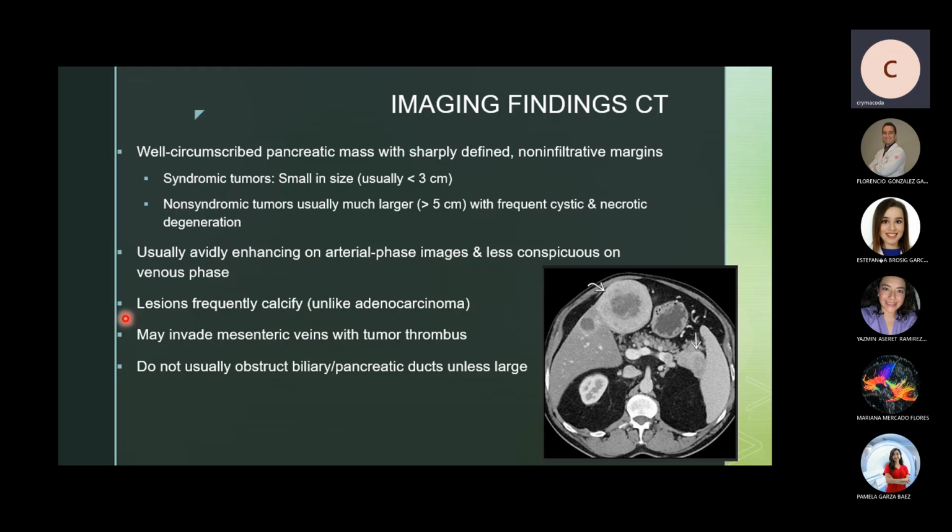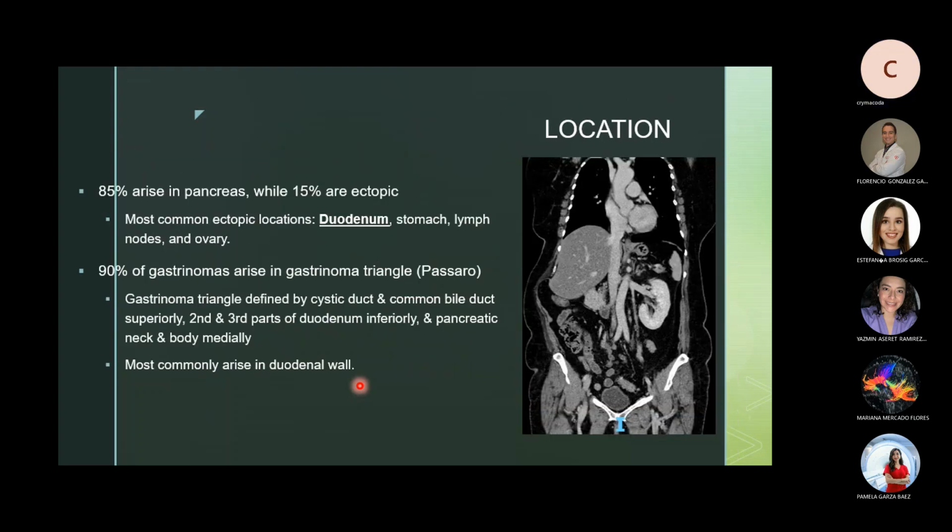The lesion is frequently calcified, unlike carcinoma, and may invade the mesenteric vein with tumor thrombus. They don't usually obstruct the biliary or pancreatic ducts unless large, as in our case. So, the localization.